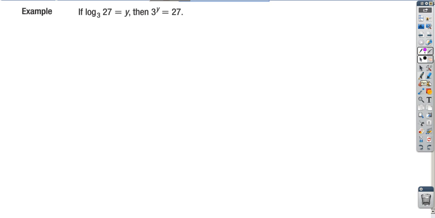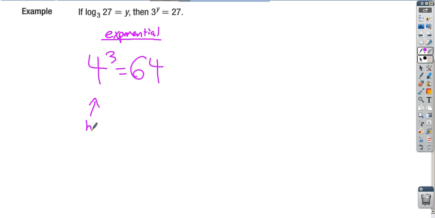Let's use this example. Let's say 4 to the third power is equal to 64. 4 times 4 times 4 equals 64. This right here is called exponential form. We're writing it as this number right here, which is the base. 4 is the base. 3 is the exponent. And 64 is the answer.